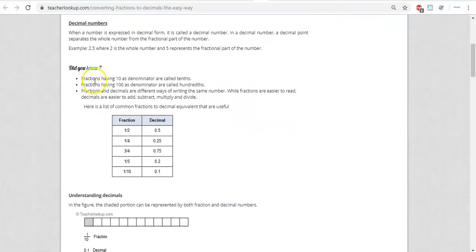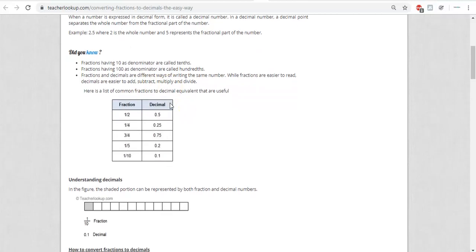Did you know the fractions having 10 as a denominator are called tenths? Fractions having 100 as a denominator are called hundredths. Fractions and decimals are different ways of writing the same number. While fractions are easier to read, decimals are easier to subtract, multiply, and divide. Here is a list of common fractions to decimal equivalents that are useful.